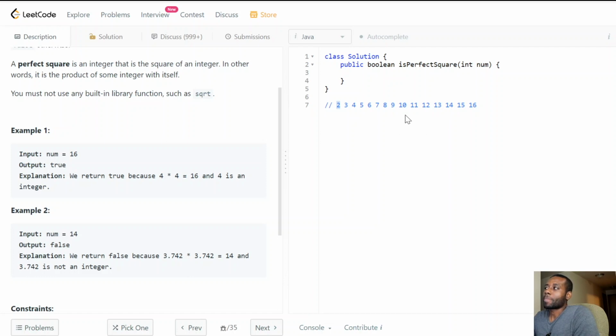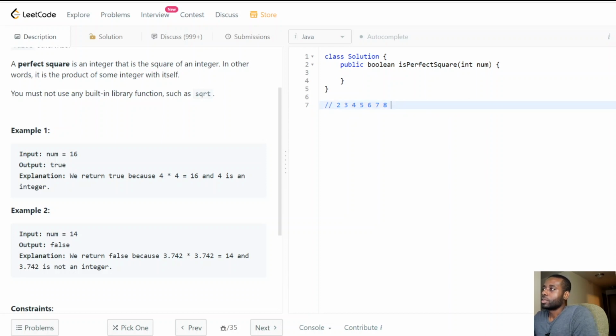So we know that rule applies for any number greater than 2, which makes this very interesting. We could upper bound it. Instead of having it be num, the number itself, we could make it num divided by 2. That's one optimization that's very good and can cut down the search space.